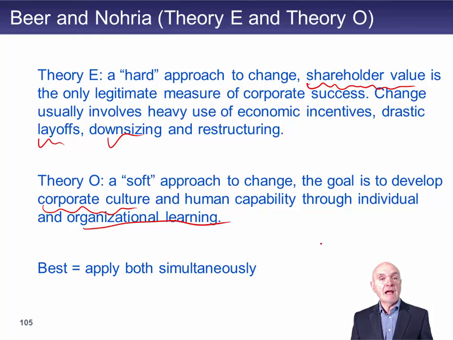So they probably don't get the fast improvement in shareholder value, but longer term there may be benefits in that organization, insofar as people maybe feel more loyal to it, it gets a good reputation, maybe there's good PR and so on going on. It was suggested that neither is correct, that the first one, Theory E, is too harsh, and maybe the second one, Theory O, is too soft. Maybe it doesn't focus quite enough on shareholder value.